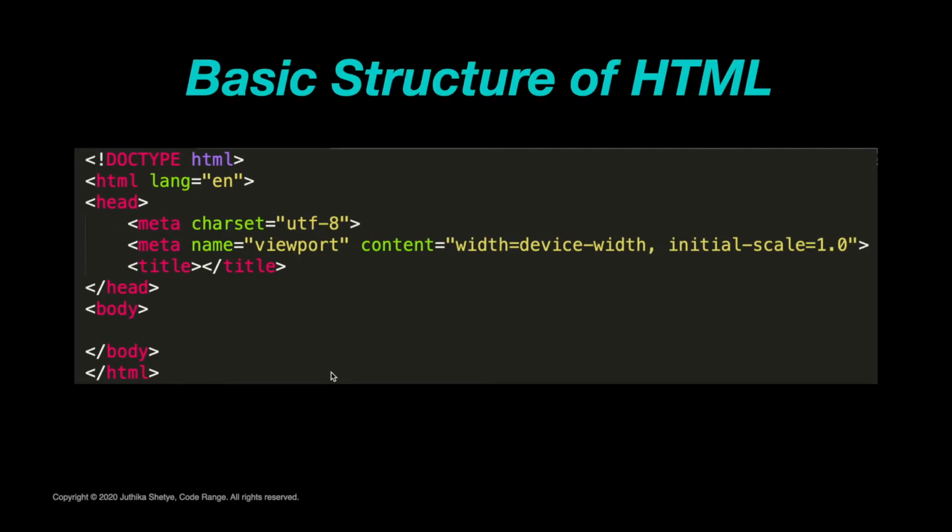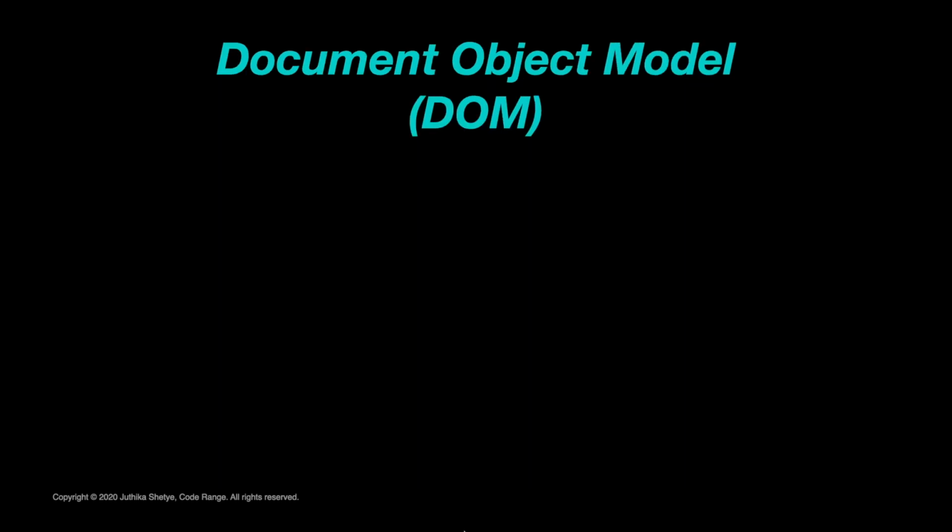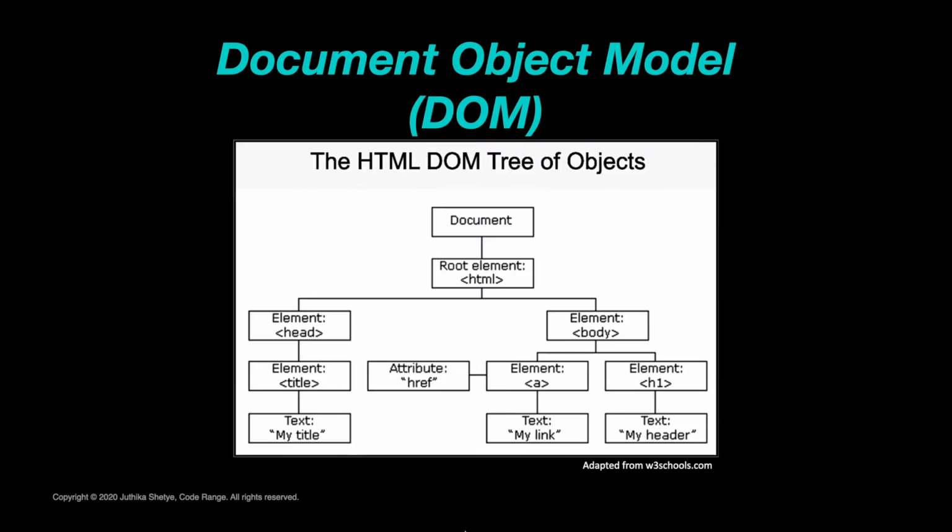Now to understand this basic structure of HTML, you need to know a little bit about Document Object Model or DOM. The HTML DOM is an object model for HTML which defines all HTML elements as objects and treats the entire HTML document like a tree. So what that means is, when a web page is loaded, the browser creates a document object model of the page and the HTML document is constructed as a tree of objects.